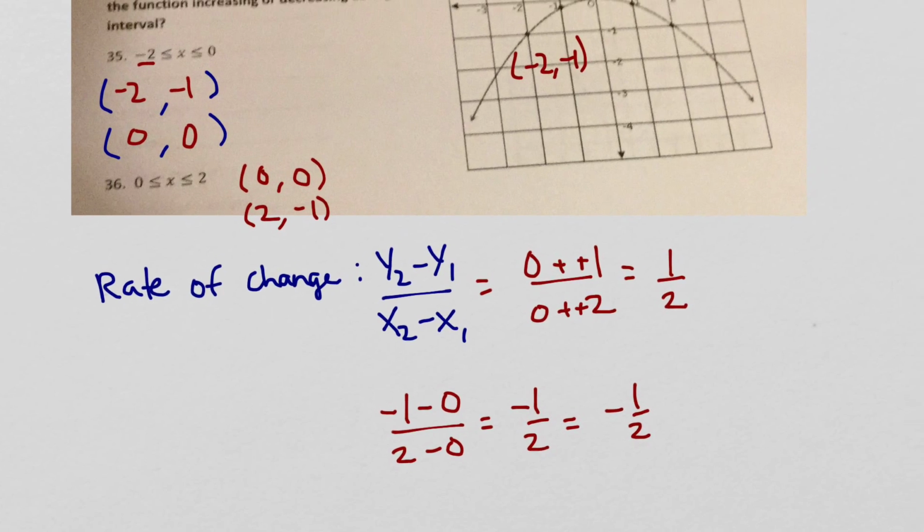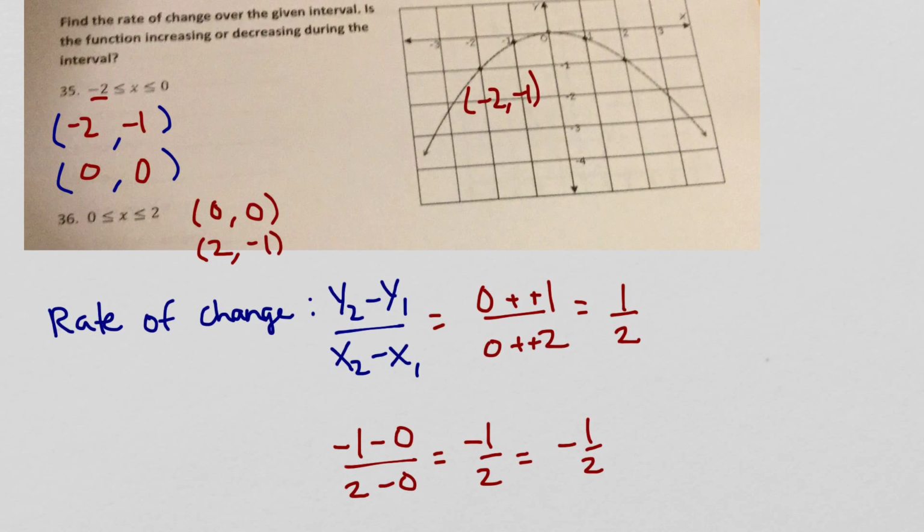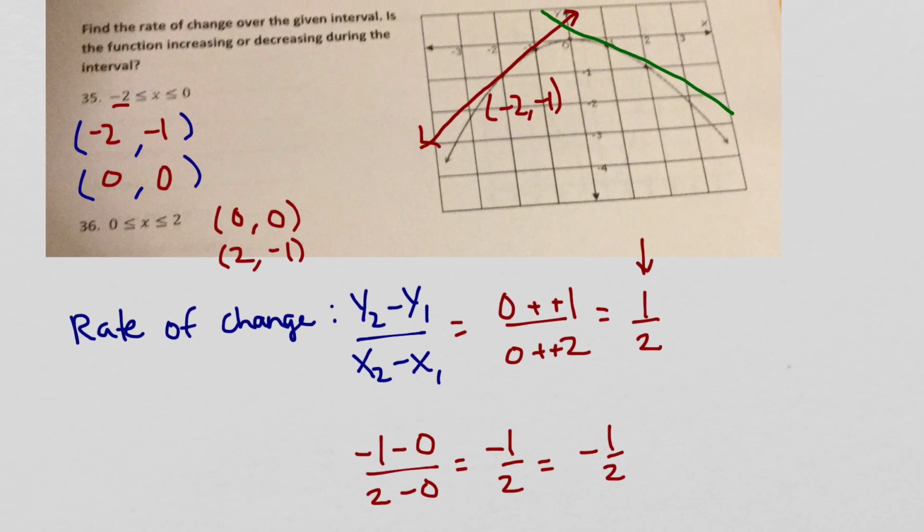And when I look back at my graph, that makes sense, right? Because if I look on the first side, I can see that my graph is increasing. It's got a positive slope, so it should have a positive rate of change. On the other side, where I'm going from 0 to 2, I'm decreasing, so I've got a negative rate of change. So we just use the slope formula to determine what our rate of change is from the graph.